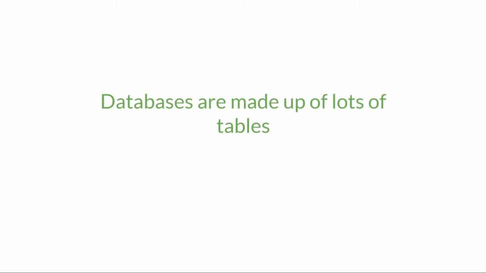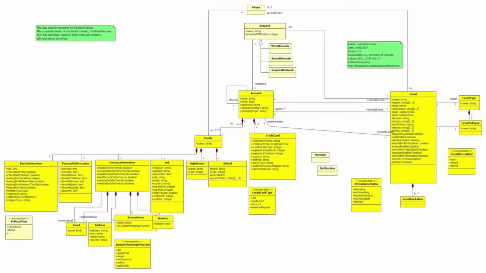As I told you, database is made up of lots of tables. So here is an example of incomplete Facebook data. The boxes in yellow are the tables and the words written inside the boxes are the fields or columns of the tables. There is one more thing which we have to keep in mind while we are creating the tables.